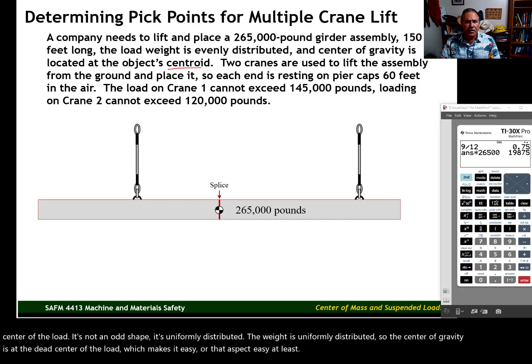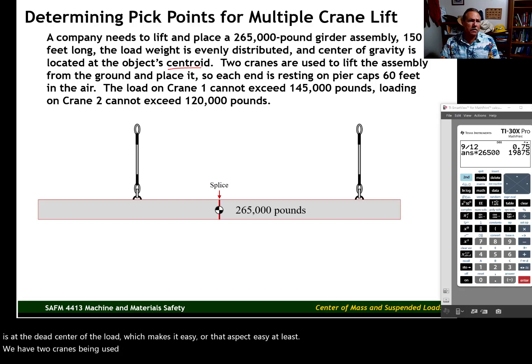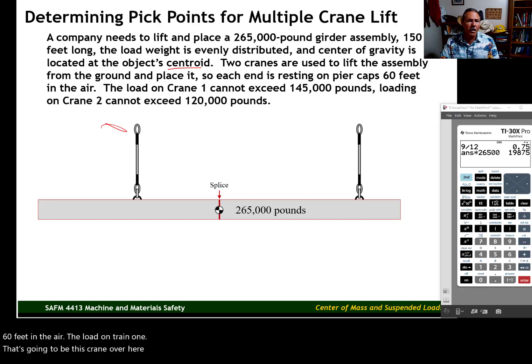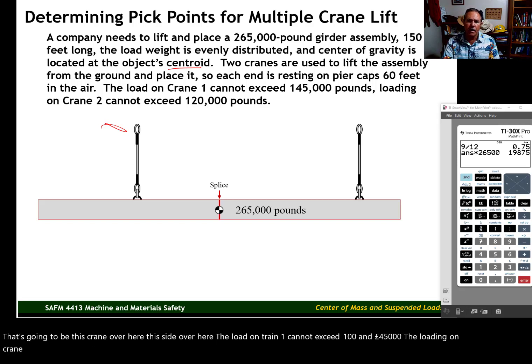We have two cranes being used to lift the assembly from the ground and place it. So each end is resting on pier caps 60 feet in the air. The load on crane 1, that's going to be this crane over here, cannot exceed 145,000 pounds. The loading on crane 2 over here cannot exceed 120,000 pounds.